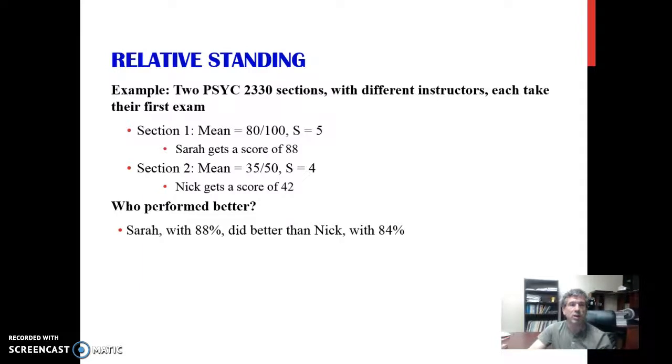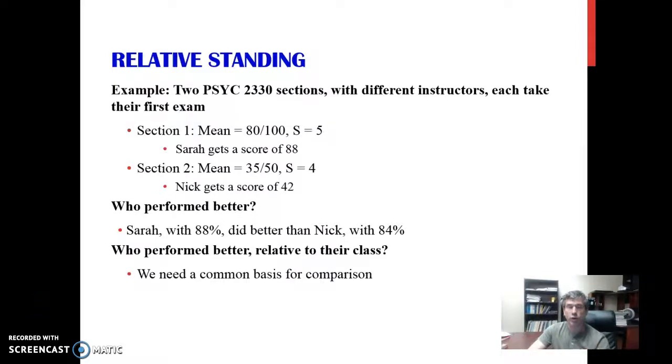We can say who did better overall. Well, that's pretty easy to convert. We represent them both as percentages, and we see that Sarah did better than Nick. But the key question, and again, what we're going to be covering in this module and future ones, is who did better relative to their class, who was higher in their class's distribution. Again, z-scores give us a tool for doing that. They give us a common basis of comparison because you can represent any score in terms of how many standard deviations from average it is.